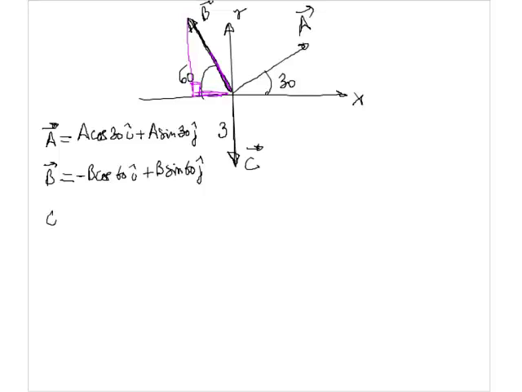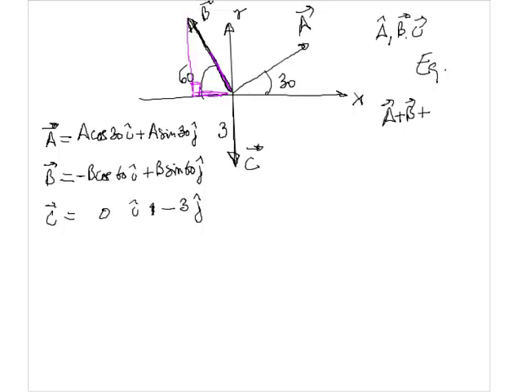C, well, C is easy. Okay, cool. C, there is no i, and the j is negative. Okay, that's what we have. And now we know that, oh, I'm sorry, I forgot to tell you. A, B, and C are 3 vectors in such a situation that the system is at equilibrium. So that we know that the sum is equal to 0.